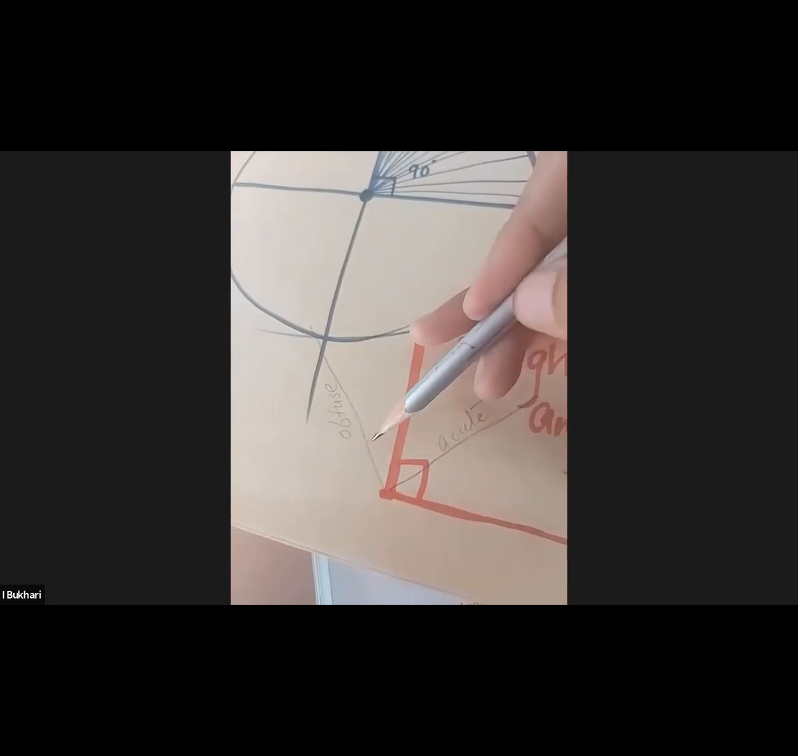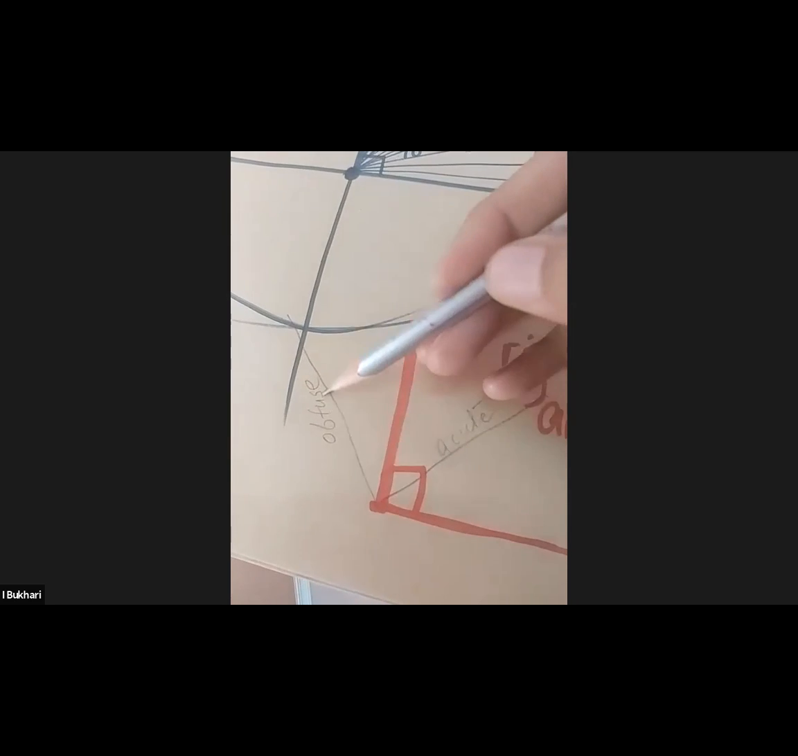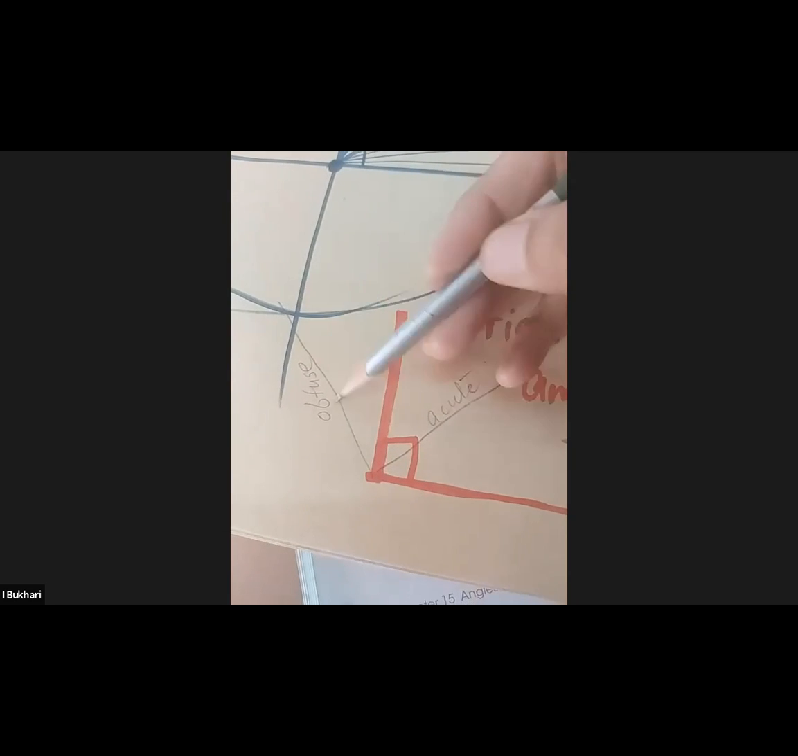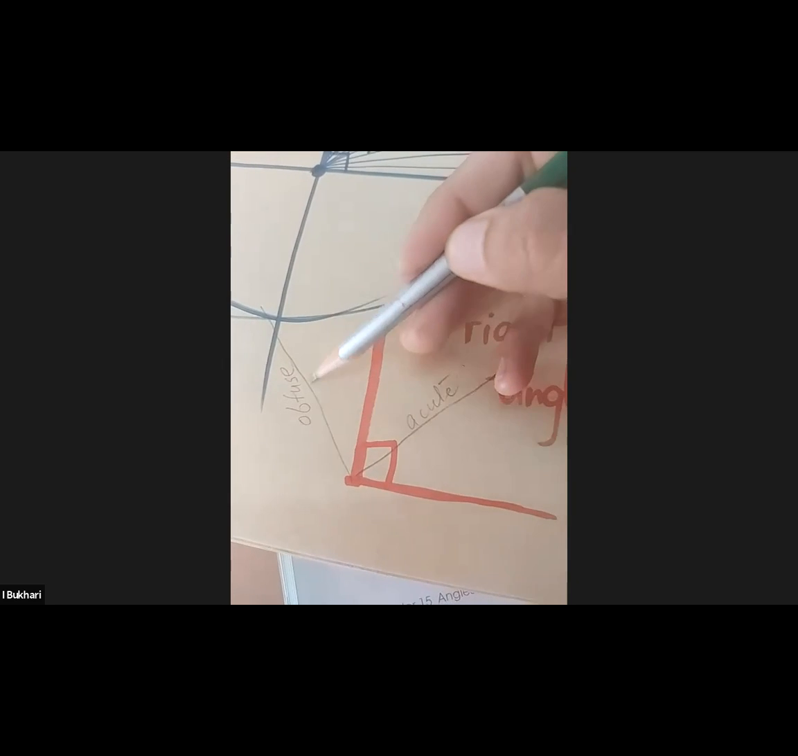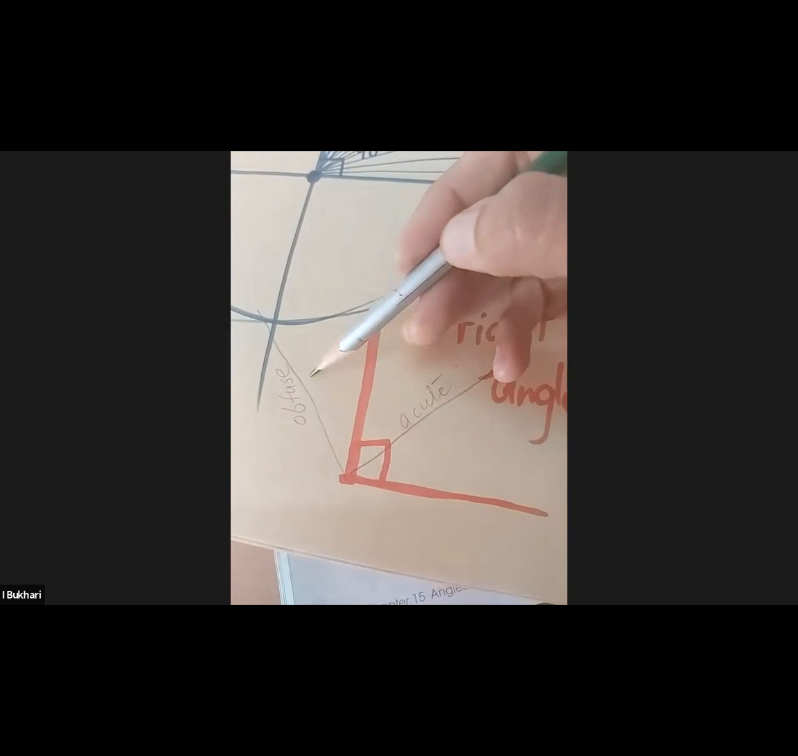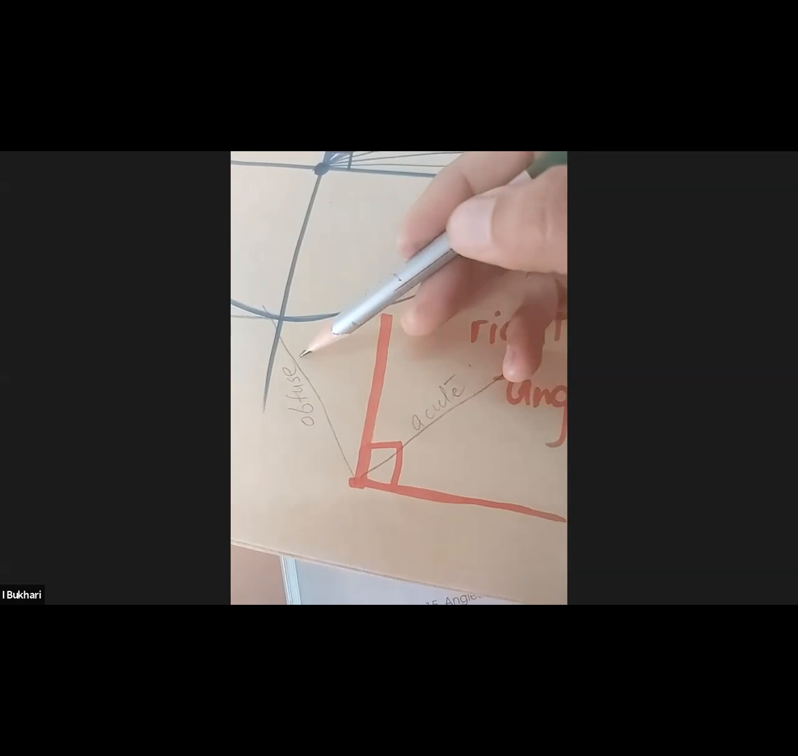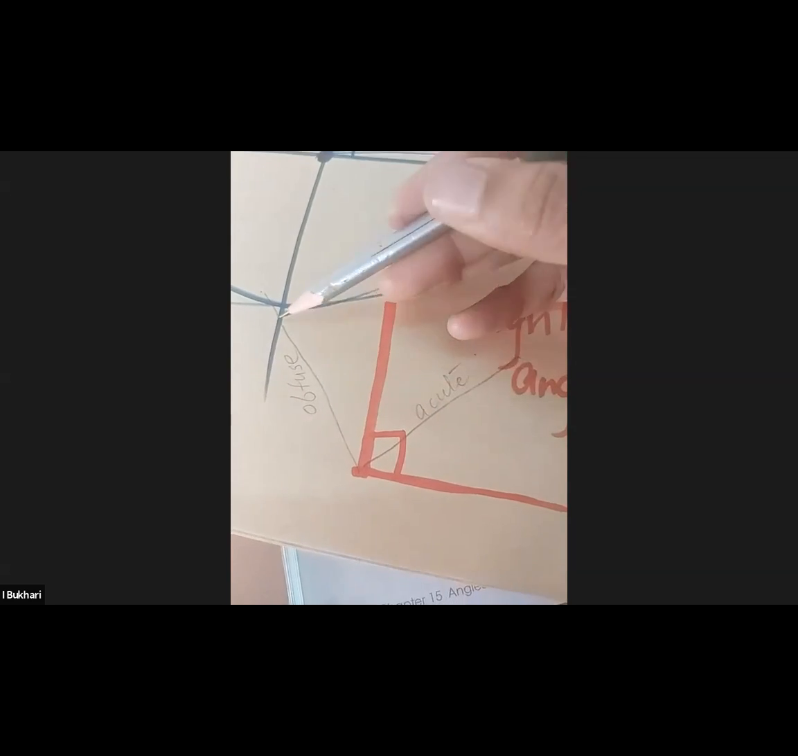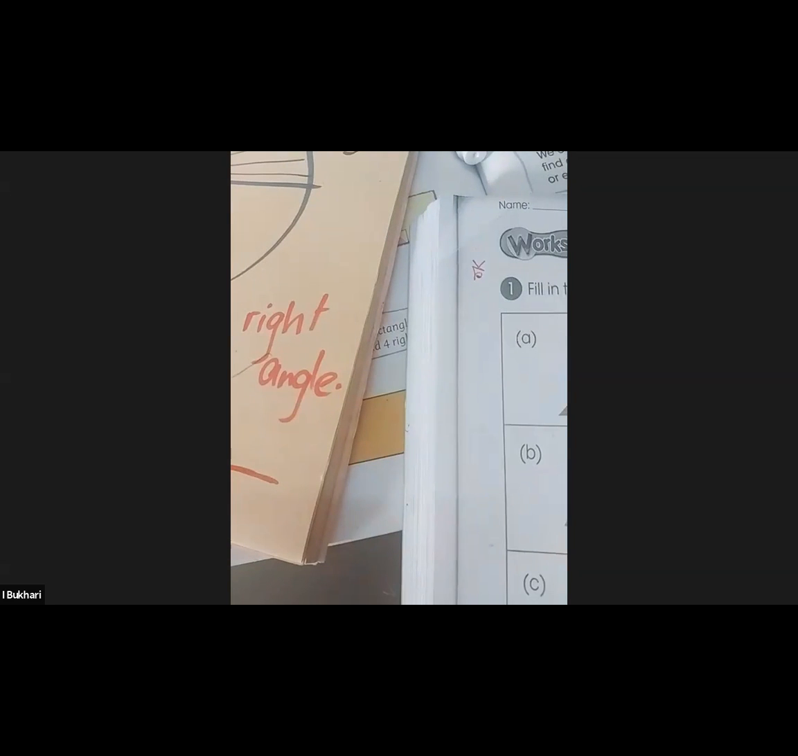Now the angle which is greater than right angle is called, what is it called? Look at this. When an angle is bigger than the right angle, what is it called? Come on, Zainab. I'm giving you a hint. Are you looking at my video? Okay, Fawad. Where is Fawad? Yes, Fawad. Tell me, what is that angle which is bigger than a right angle called?